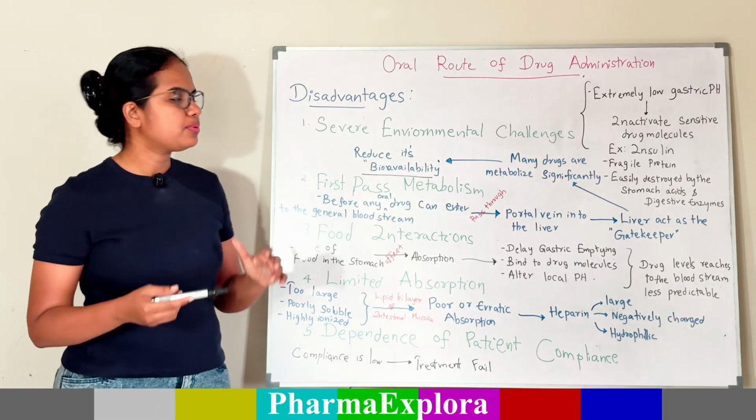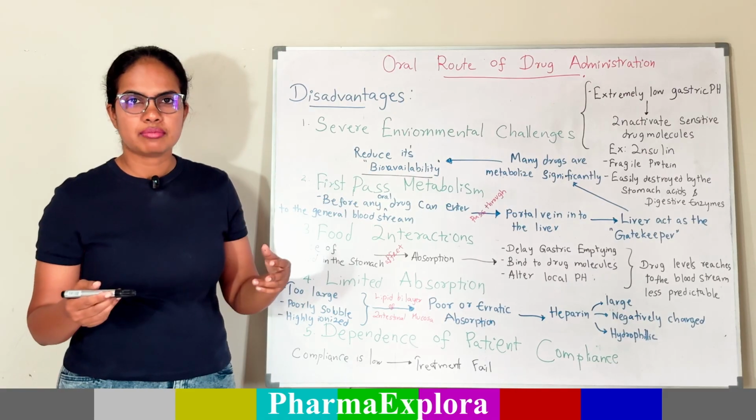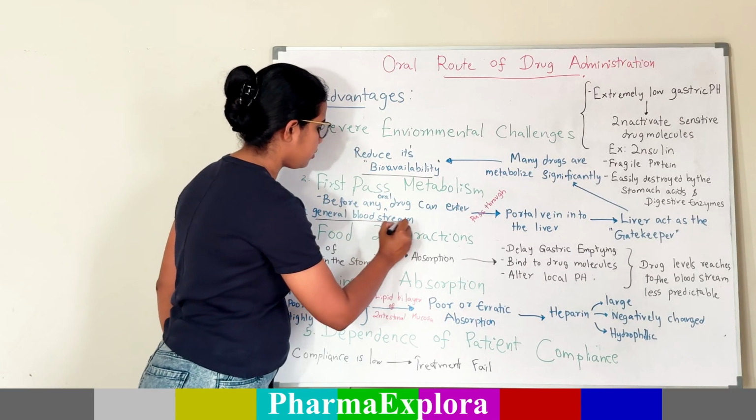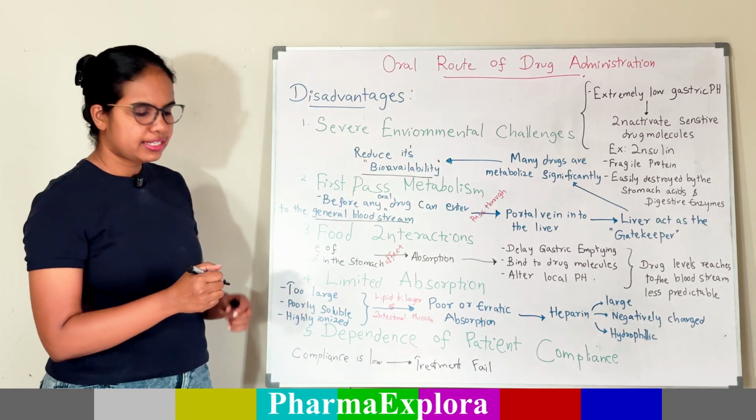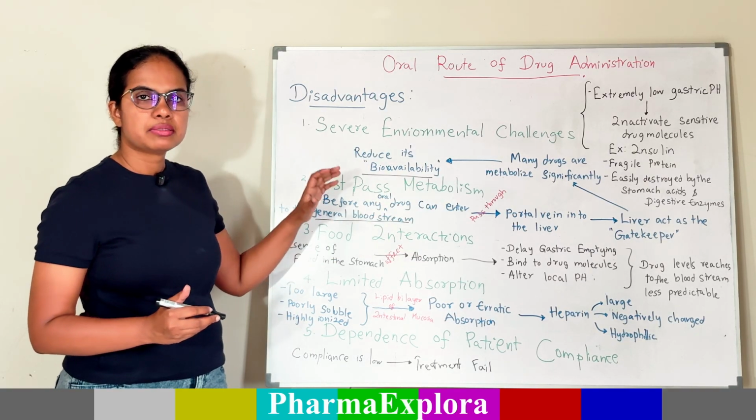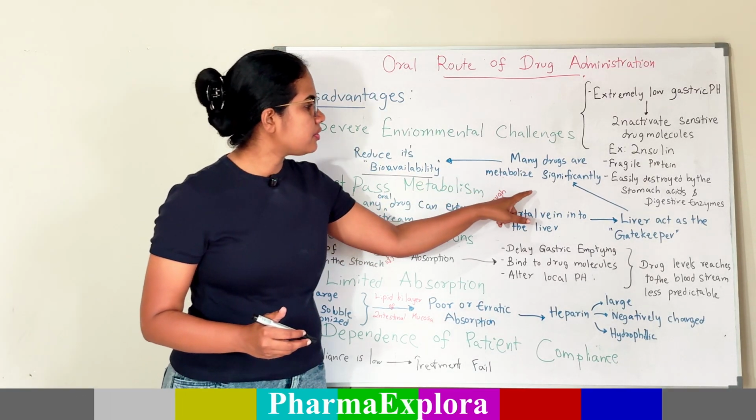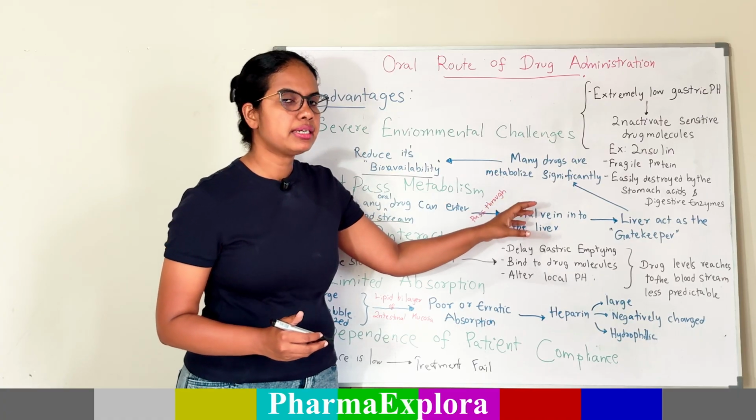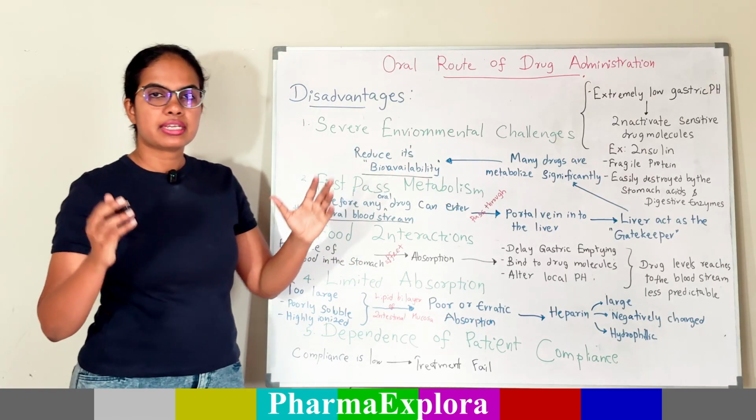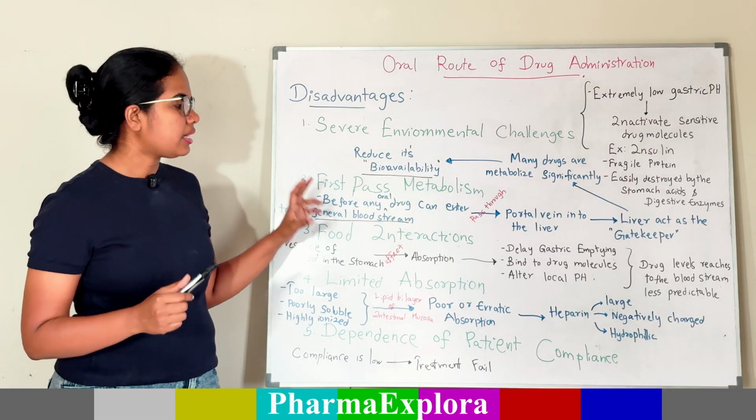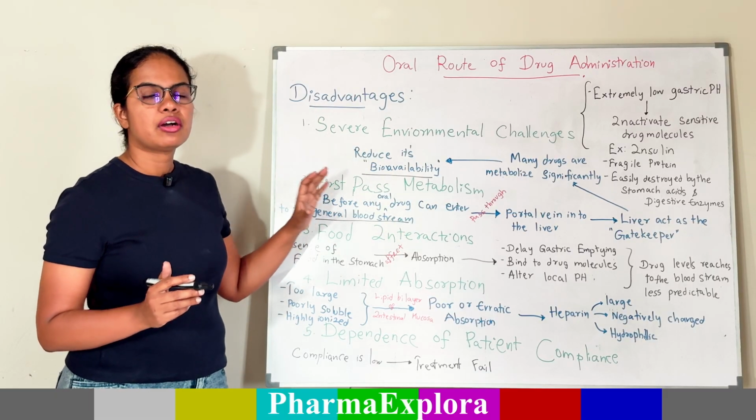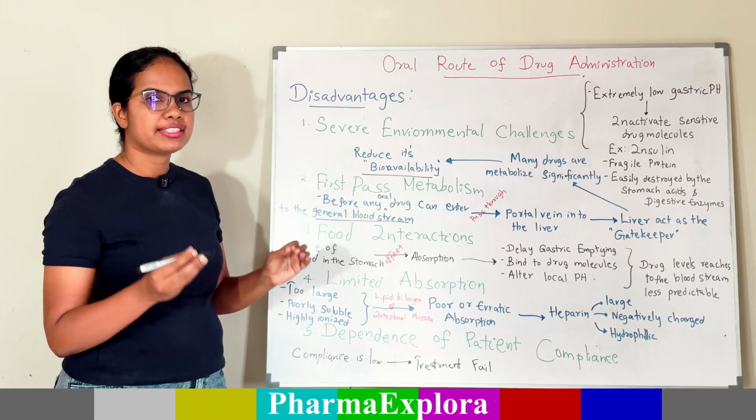In simple words, it is the amount of drug molecules that reach the bloodstream to go to their receptor in intact form. So you can see, because of first pass metabolism, significant drug molecules will be metabolized and the amount that reaches the bloodstream to reach its receptor will be significantly reduced. That is one of the main challenges this particular route of drug administration faces.